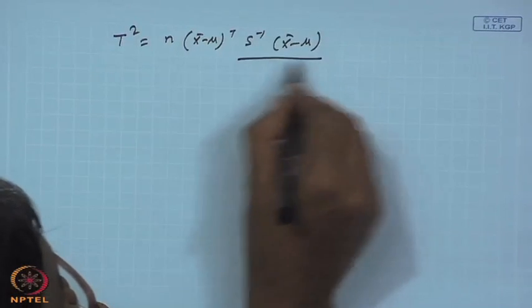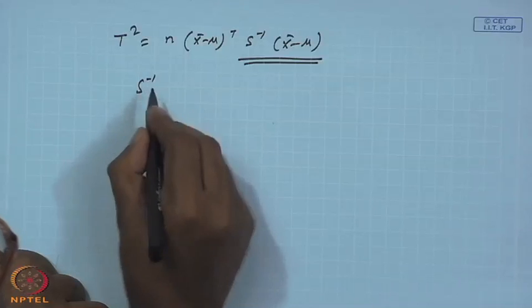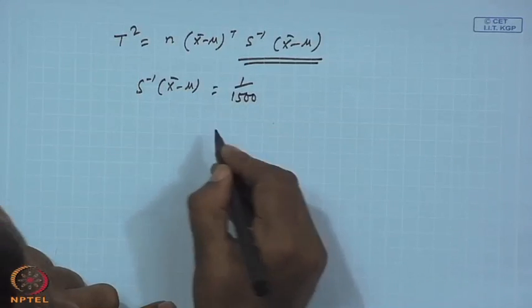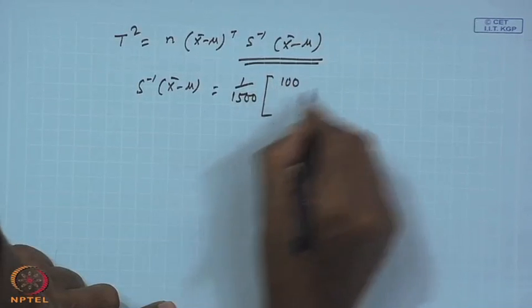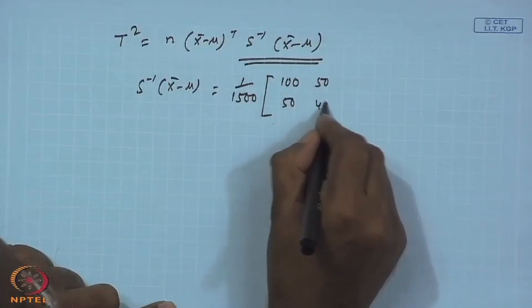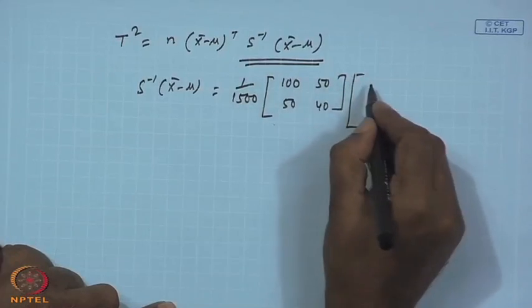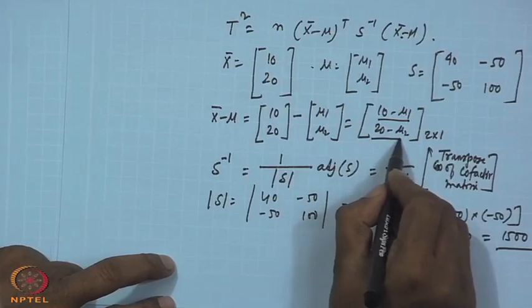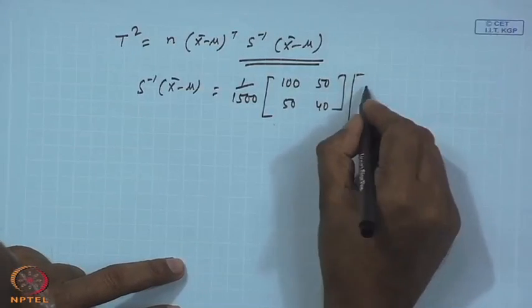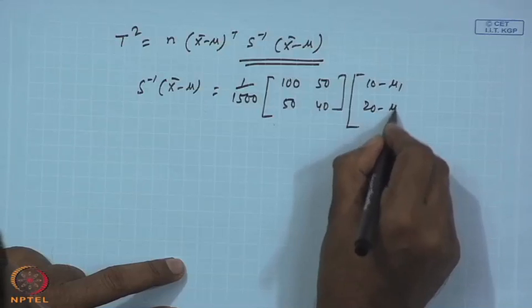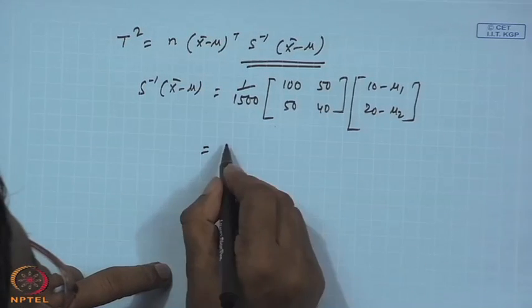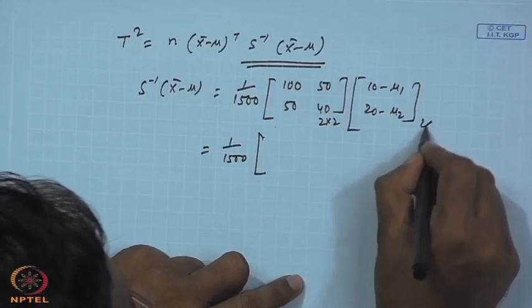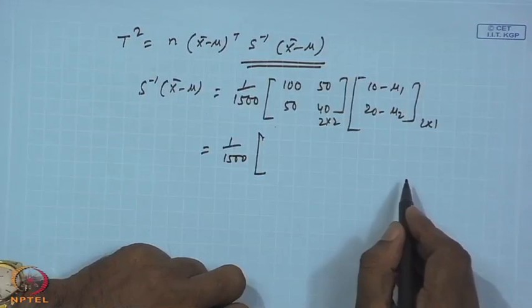So, I can see this one first. If I write S inverse times x bar minus mu, then this is nothing but 1 by 1500 into the matrix 100, 50, 50, 40, and your x bar minus mu is 10 minus mu 1, 20 minus mu 2. So 1 by 1500, this is a 2 cross 2 matrix and a 2 cross 1 matrix, so your resultant will be a 2 cross 1 matrix.